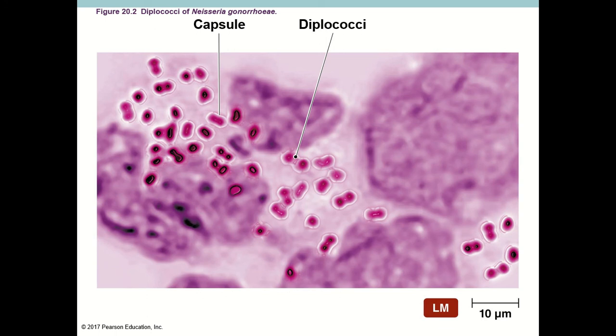So these are aerobic, non-motile gram-negatives that are basically arranged in a diplococci arrangement. So what does that mean? Well, that means that they are spherical and they come in pairs for the most part, right? So you see the pairs right there, pairs.